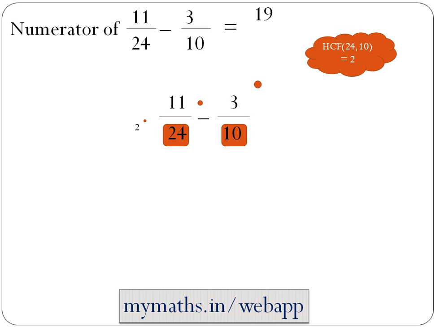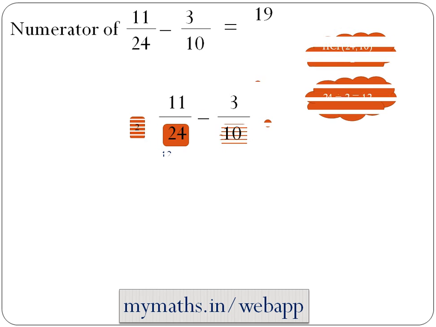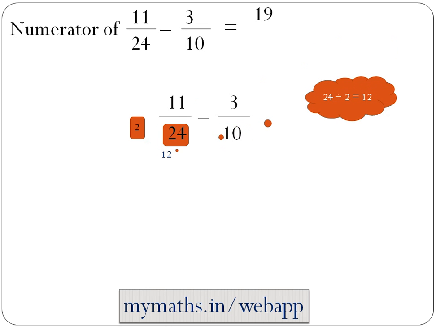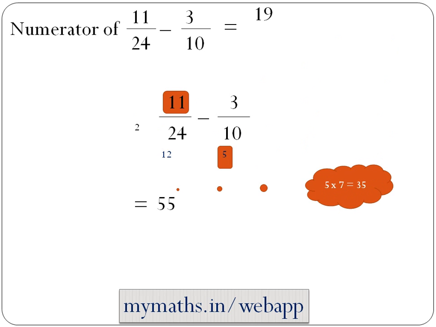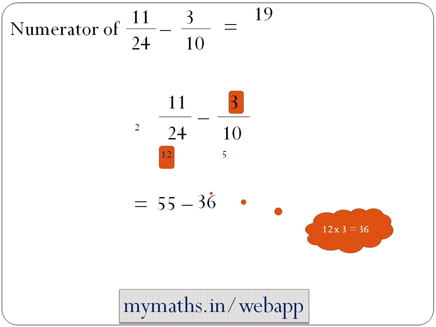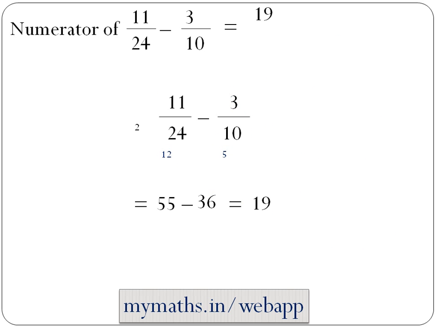Once we get 2 as our HCF, we divide 24 by 2, so the number is 12, and we divide 10 by 2, that is 5. Now we cross multiply and subtract. So 5 times 11 is 55 minus 3 times 12 is 36. 12 3s is 36. 55 minus 36, the answer is 19. This is how we can find the numerator of the given subtraction of fractions.